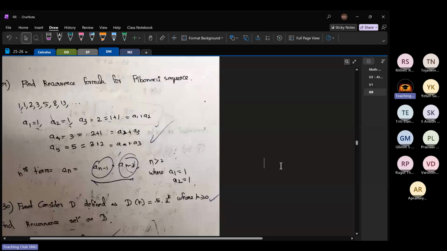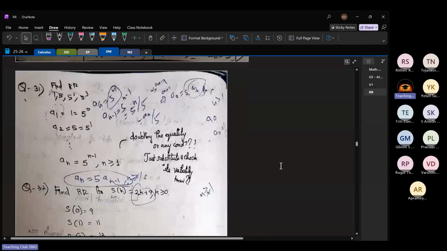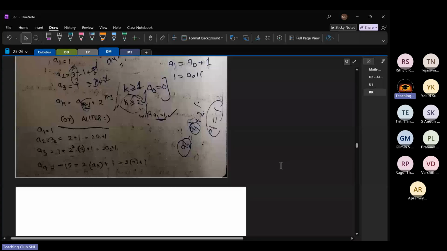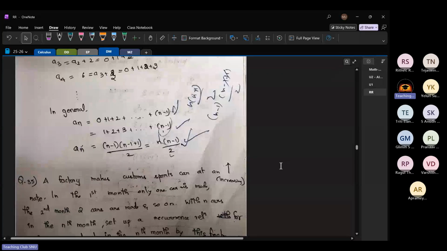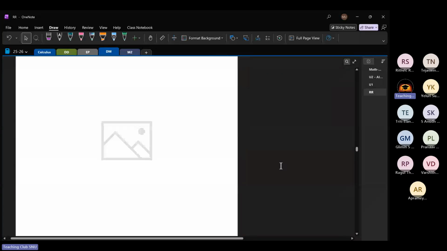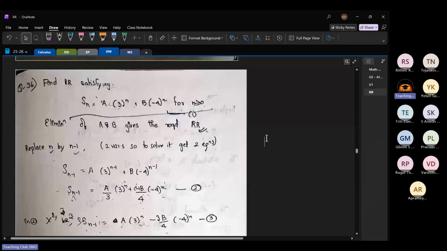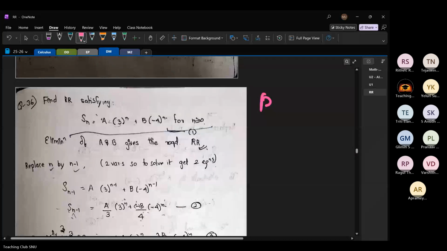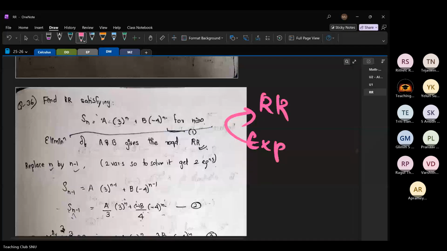Can someone please confirm if you have this, solving recurrence relations, making an explicit form into a recurrence relation, in your syllabus? I think you should have the other way around. You must have that. But do you have explicit to recurrence? Just tell me quickly. No one is certain. Okay. Do you want me to teach it?